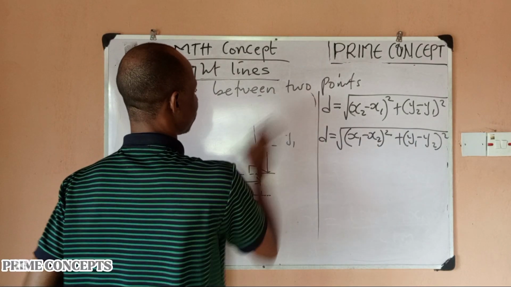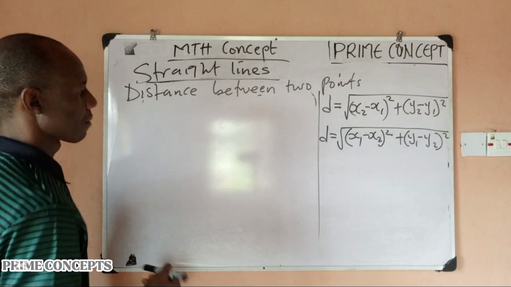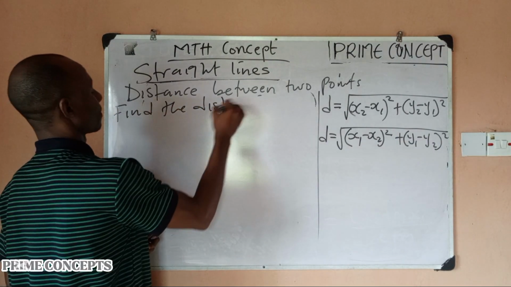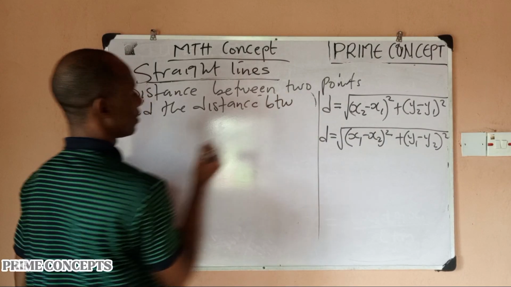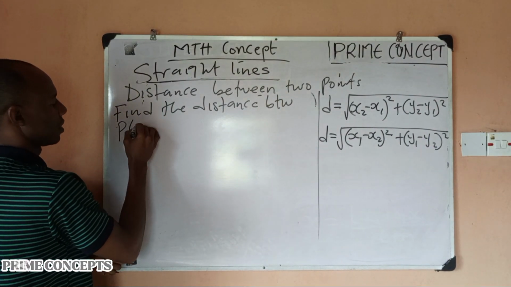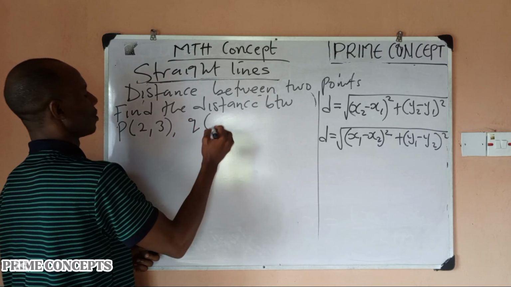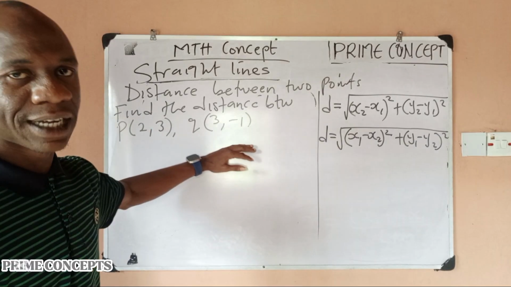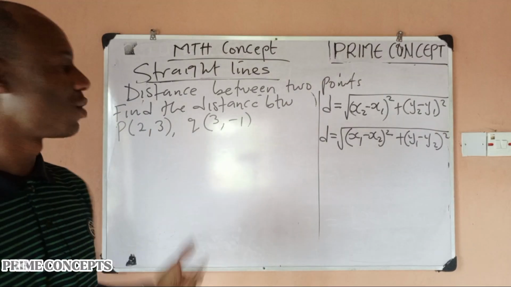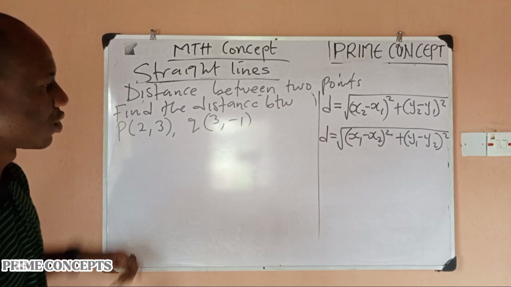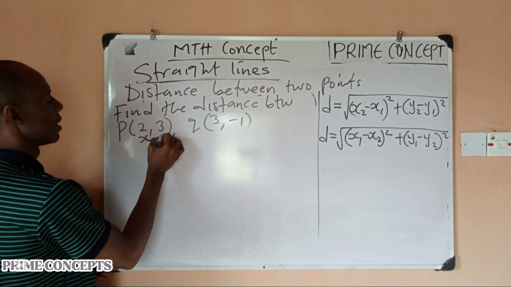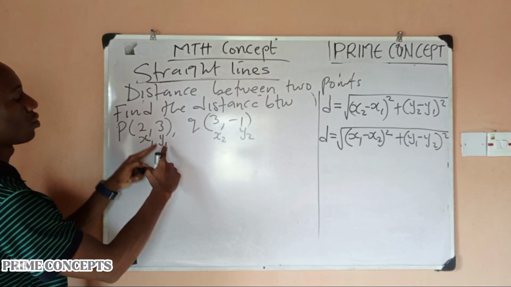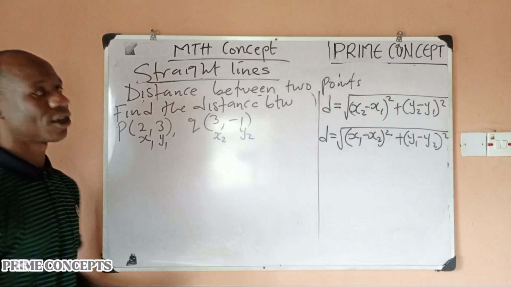And let's take a quick example. To find the distance between P, which is say (2, 3), and Q, which is say (3, -1). So we want to find the distance between 2 points, P and Q. We don't have to sketch. Even if you sketch, it won't be a problem, but considering your exam, you won't need to sketch. So you know that this is X1, this is Y1, this is X2, and Y2. You can still do the reverse. You can call this X2, Y2, X1, Y1. You will still be correct.